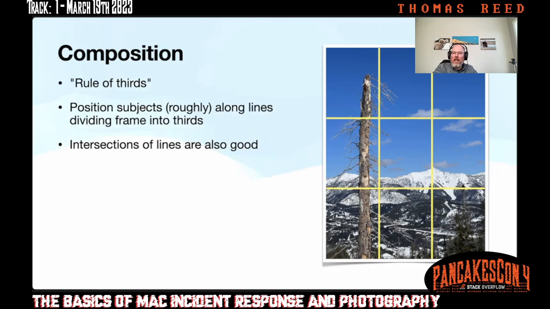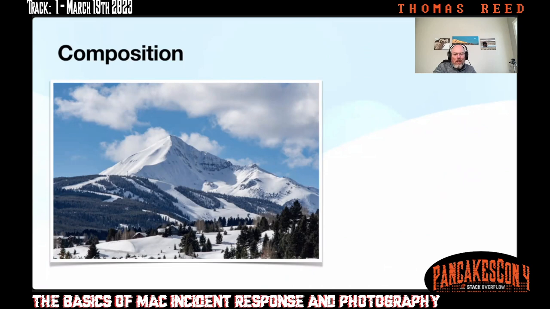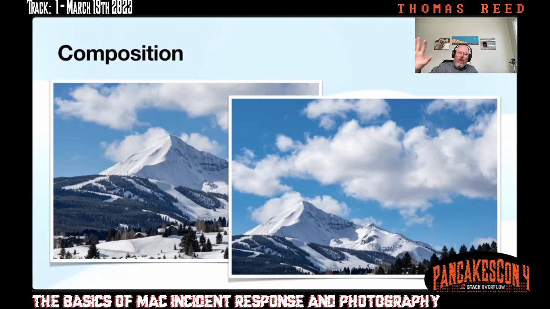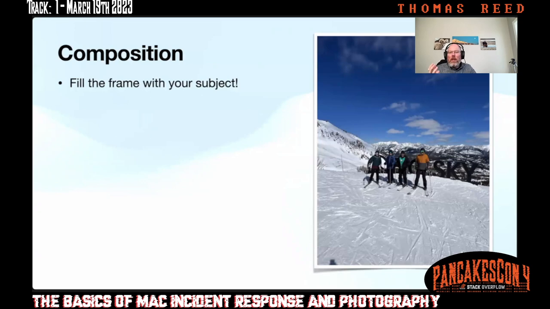Here's an example. You've got this mountain, but there's a lot of busy stuff in here. It looks a little bit busy with trees and houses and stuff like that. If we change the composition, we get a lot more of that beautiful cloudy sky. You get less of the busy hillside in front with the houses and stuff like that. It's just, generally speaking, a more pleasing image. Also, you want to fill the frame with your subject.